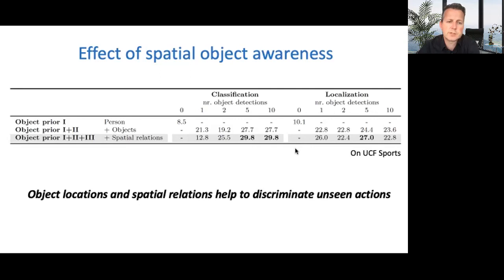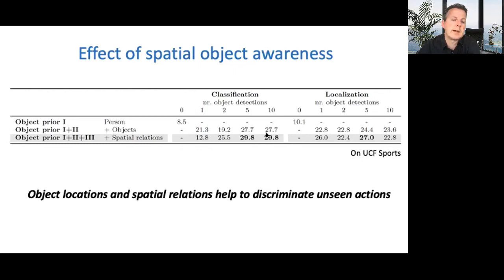But as soon as we start to add objects into the equation, so knowing that objects are related to certain actions and detecting their presence, it really helps. If we detect only one object, the score already more than doubles for both classification and localization.